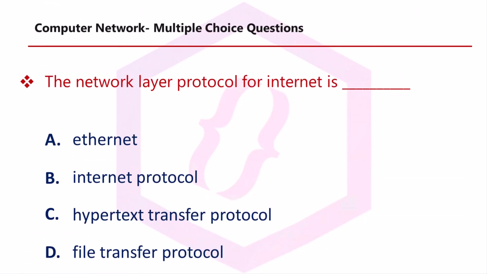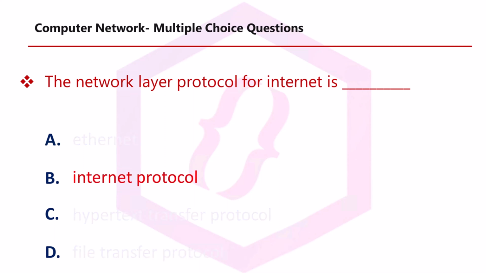The network layer protocol for internet is option A, Ethernet. Option B, Internet Protocol. Option C, Hypertext Transfer Protocol. Option D, File Transfer Protocol. And the correct answer is option B, Internet Protocol.